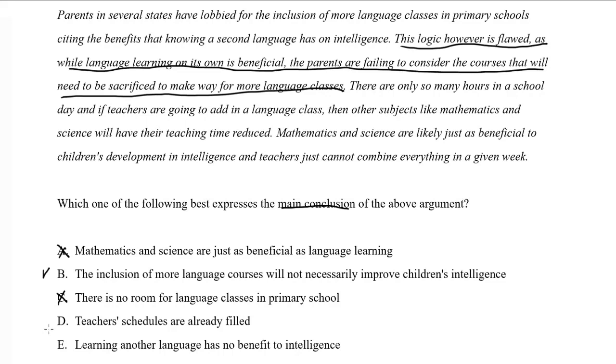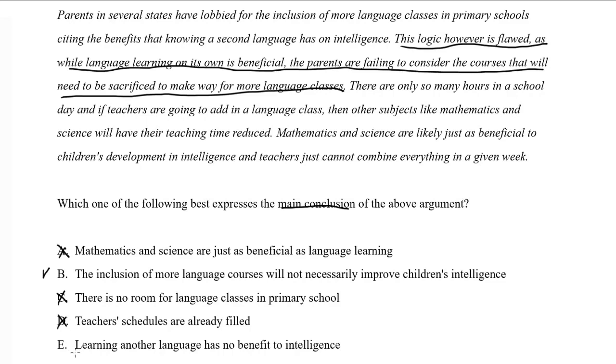Okay, now a lot of people would probably pick D. And the reason D is incorrect is because while it actually is true that the teachers' schedules are filled, that is not the main conclusion. That is not what this whole passage is about. We aren't arguing about teachers having filled schedules or not. No, we are arguing about learning a second language and the impact on intelligence. And what the author is arguing is that intelligence will not be increased due to it resulting in more courses having to be dropped. So no, it's not D. It sounds sort of correct, but that is not the answer.